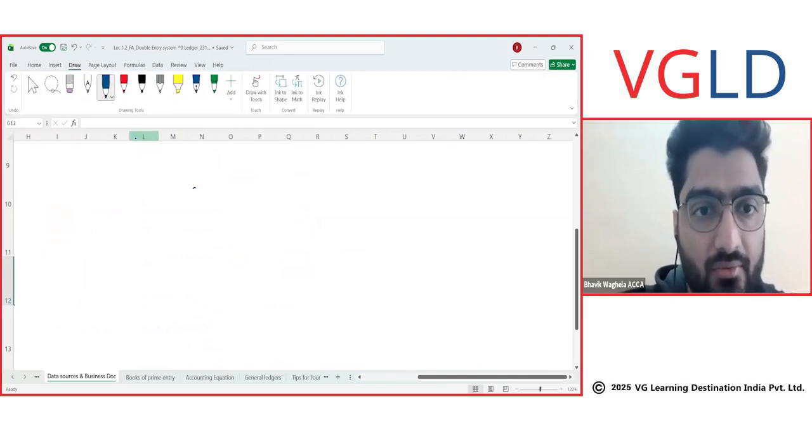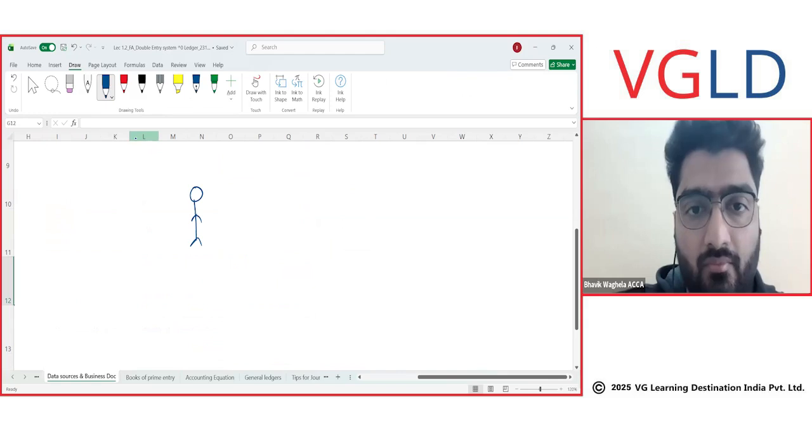We have two parties. Guys, everyone switch your cameras on.